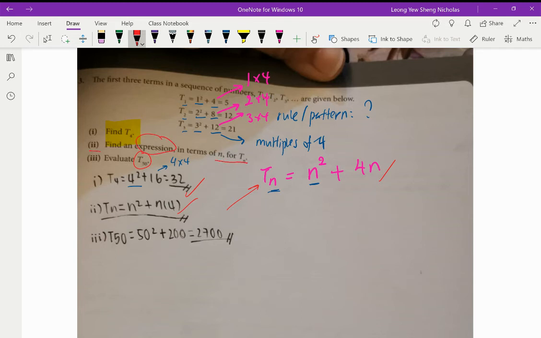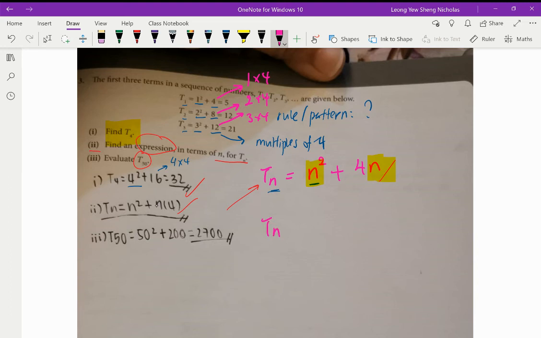So for the last part, since you have found the expression in part 2, the last part just asks you to find the 50th term in the number sequence. So how do we find it? We replace all the n here with 50.